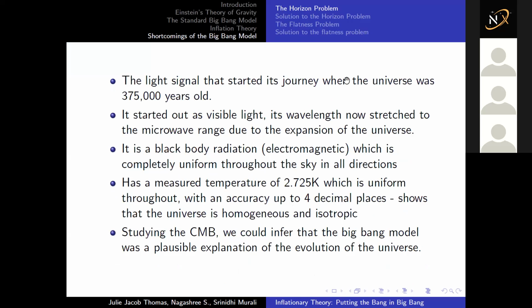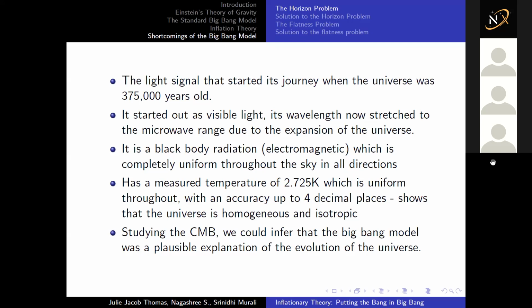So the CMB is light that started its journey when the universe was about 375,000 years old. That means 375,000 years after the Big Bang started. It started out as visible light, but due to the expansion of the universe and the length it had to travel, it got stretched out, or redshifted, to the microwave range. What we now observe is that radiation in microwave wavelength. It's a perfect black body radiation, which means it perfectly matches the predicted black body curve. And the measured temperature, this is the interesting part, is 2.725 Kelvin all over the CMB map.